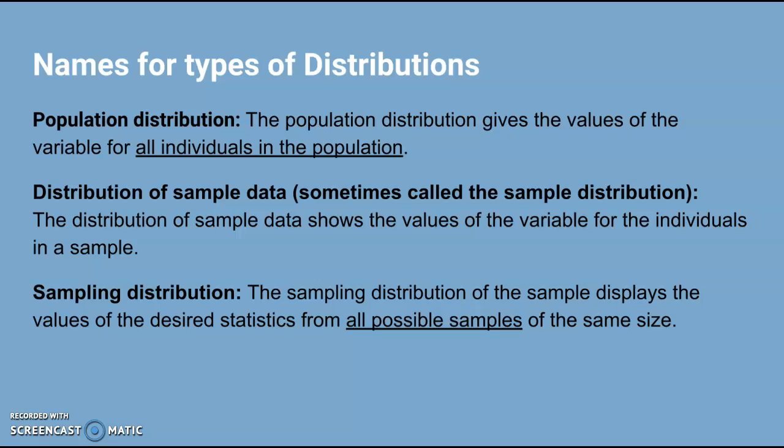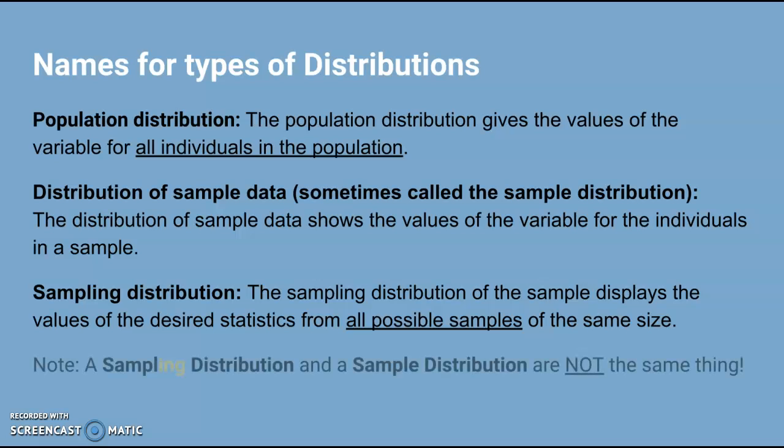The sampling distribution, on the other hand, displays the values of the desired statistic for all possible samples of the same size. So the distribution of sample data is going to be one sample of size n, whereas the sampling distribution takes all possible samples of the same size and plots them. Note that a sampling distribution and a sample distribution are not the same thing. You have to be very careful when you use the words in your responses.